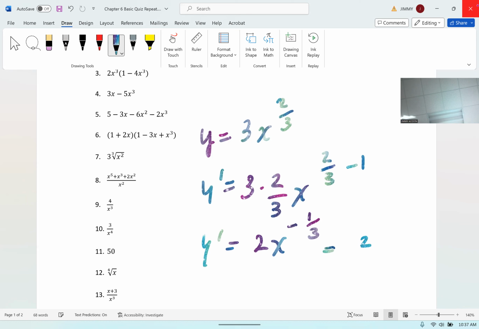And then you can rewrite this as 2 over x to the 1/3, and of course it's 2 over the cube root of x.